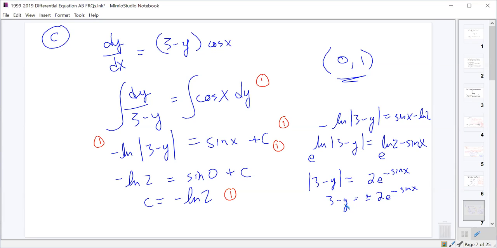So 3 minus 1 is 2, and 2e to the 0 is 2, but negative 2e to the 0 is not. So we're going to choose the positive 2e to the negative sine x. And so we have 3 minus y equals 2e to the negative sine x, using the initial condition to check that. And then we will subtract the 3, and then we will divide by the negative 1.